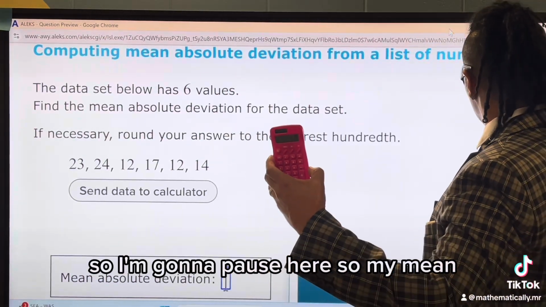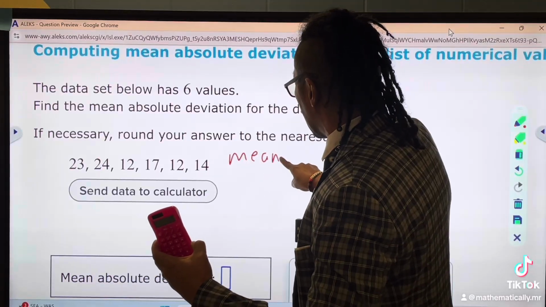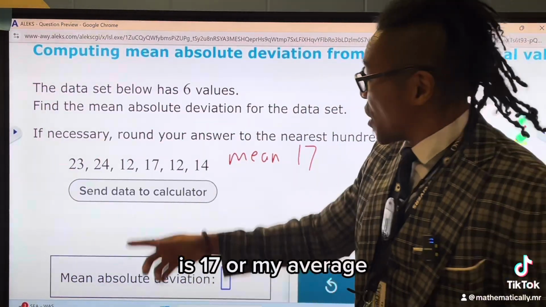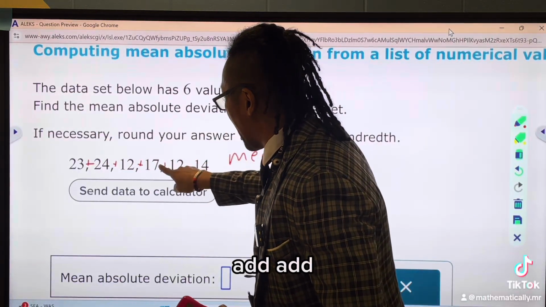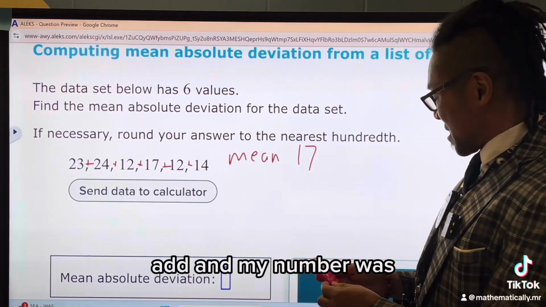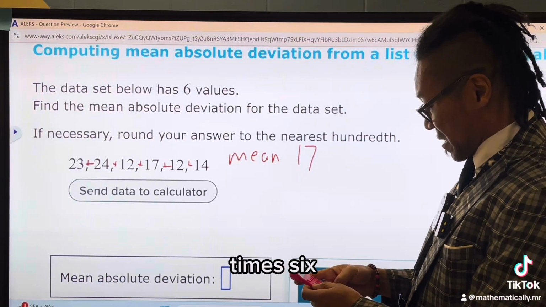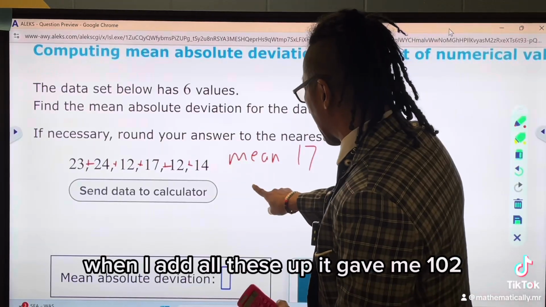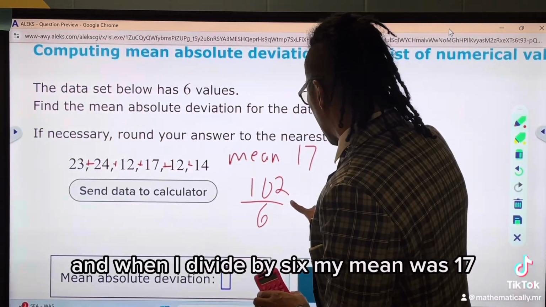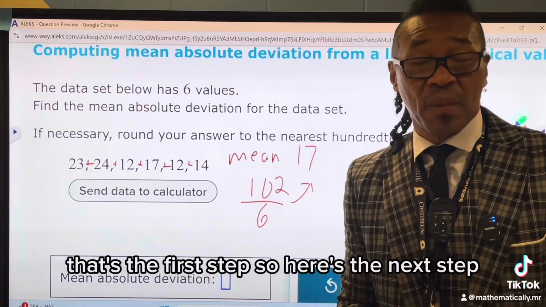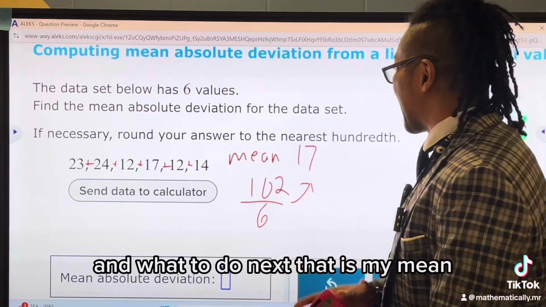So I'm going to pause here. So my mean is 17, or my average. When I add all these up, it gave me 102, and when I divide by 6, my mean was 17. That's the first step. So here's the next step that I think a lot of people get lost at, what to do next. That is my mean.